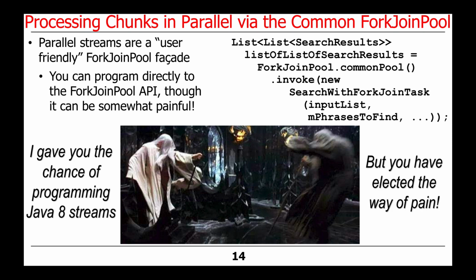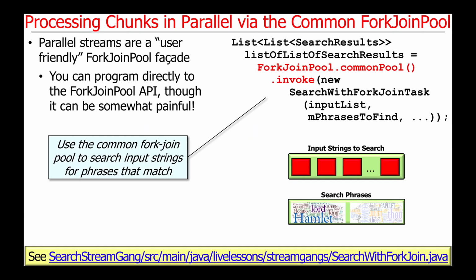And for those of you who are fans of The Lord of the Rings, you'll probably remember this famous sequence between Saruman and Gandalf. I have an example that shows how to compare and contrast, with an apples-to-apples approach, the fork join pool way of doing things versus the parallel streams way of doing things for the same processing in the search stream gang application.